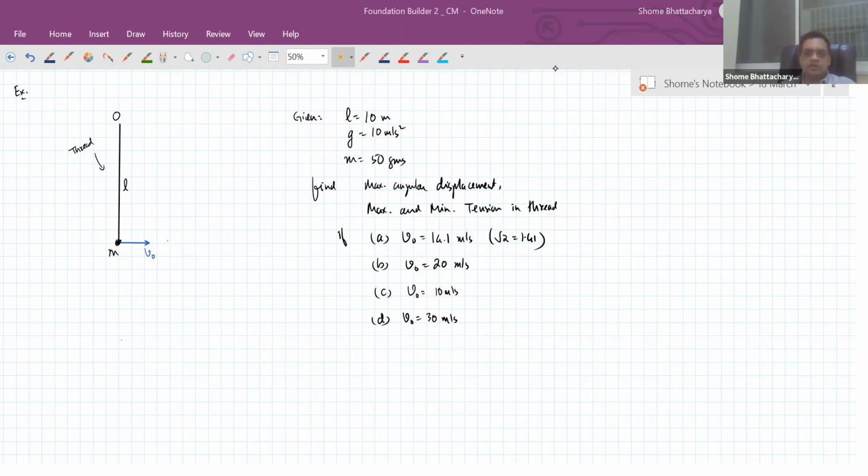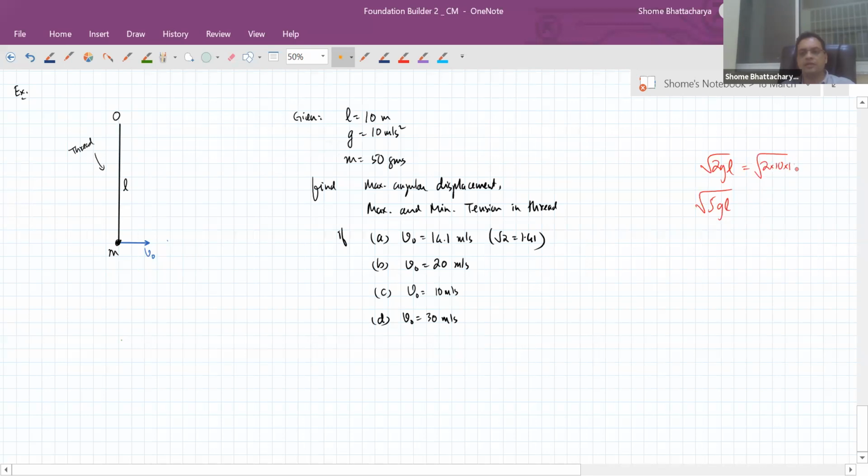To do this question, the first thing we can do is calculate all the critical values. What are critical values? Root 2gL is one, so that we understand whether it's a pendulum or not, and root 5gL is the other, to understand whether the string will slacken or it will complete vertical circular motion. So what is the value of root 2gL here? It will be 2 into 10 into 10, so 10 root 2, and root 5gL will be 10 root 5.